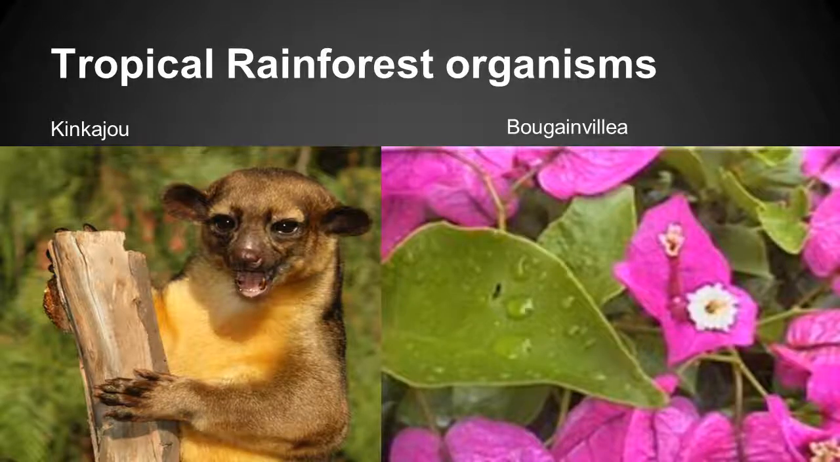Tropical rainforests have many unique plants and animals living in them. One example of an animal living in a tropical rainforest is the kinkajou. They live in the closed canopy and eat the fruits found there.